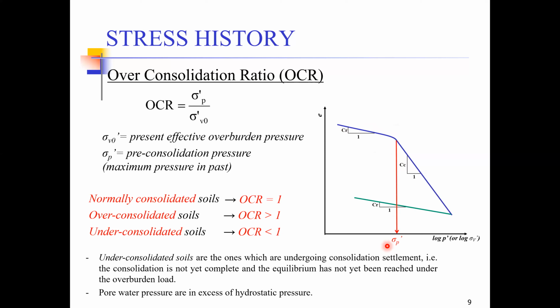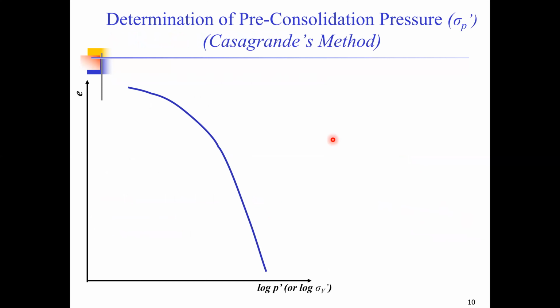But the question is, in actual practice, how do I determine this pre-consolidation pressure? Because this is just a schematic figure that I have drawn here, but the actual figure is not so clear and distinct. Rather, the actual e versus log P graph looks something like this. Now, in this graph, there is no sharp turning point from where I can say, okay, this is my pre-consolidation pressure. If there is no sharp point, how can I then determine it?